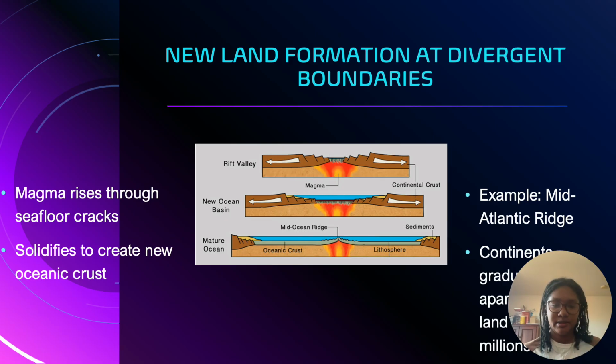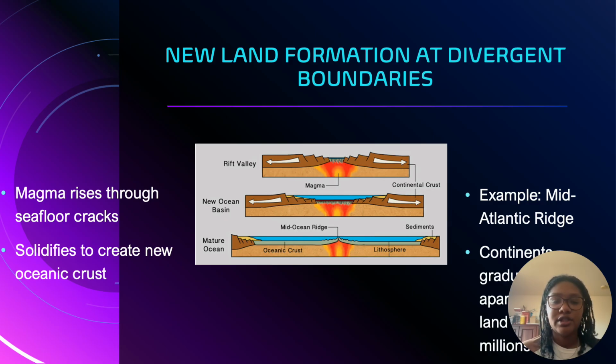The image is divided into 3 stages. The first one, the rift valley stage, shows continental crust being pulled apart, with magma rising below. The second stage is the new ocean basin stage. Ocean water fills the rift as spreading continues. Magma forms new crust.